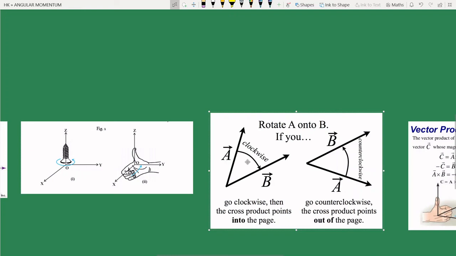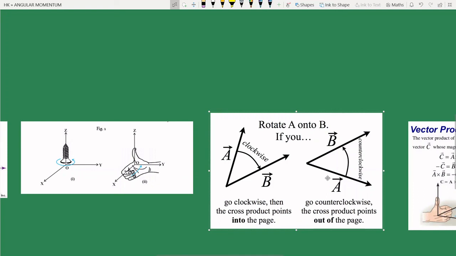Then the cross product points into the page, perpendicular and into the page. On the other hand, if you rotate from A to B in the anti-clockwise or counterclockwise sense, the cross product points out of the page. The idea is, if you have two vectors on this page, on this plane, on your screen, then there are two directions perpendicular to this plane: out of the page, out of the screen, towards you, and second, into this page, away from you.